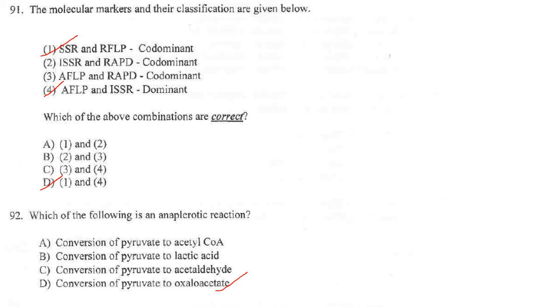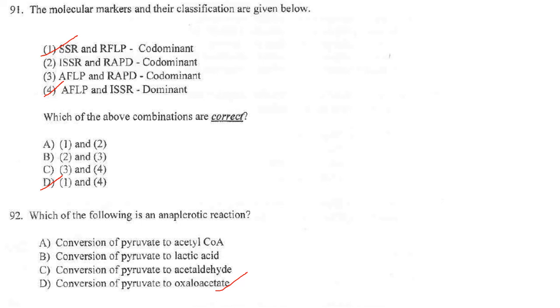Then AFLP and RAPD both are dominant, not codominant. Then AFLP and ISSR are both dominant. So answer D is also correct. So answer is option D, that is 1 and 4 are correct.